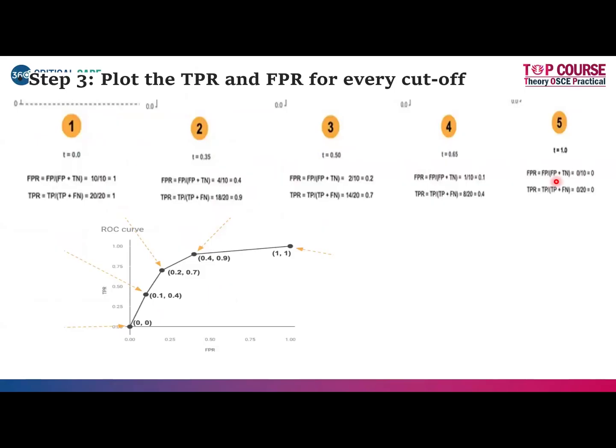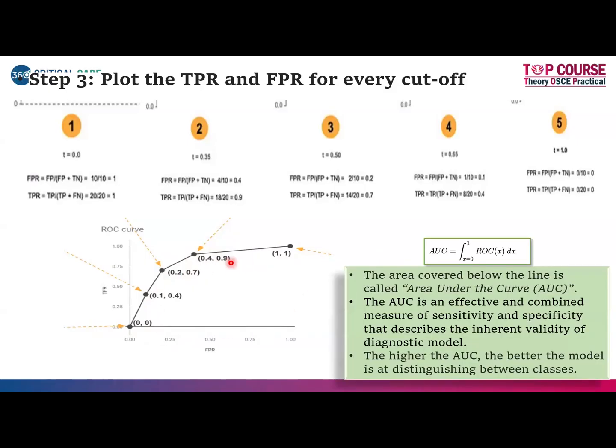Okay, this is arbitrary. Whatever cutoffs we get, we plot them in a graph and connect all the dots. So there we get the ROC curve. Okay, this is how we get the ROC curve. And the area below this is nothing but the area under the curve. Okay, this area under the curve effectively measures the sensitivity and specificity of any diagnostic model.